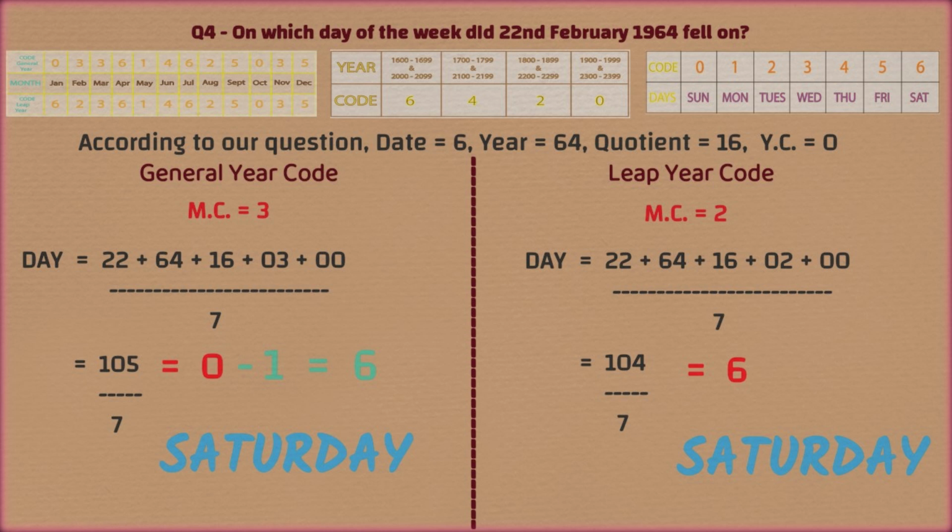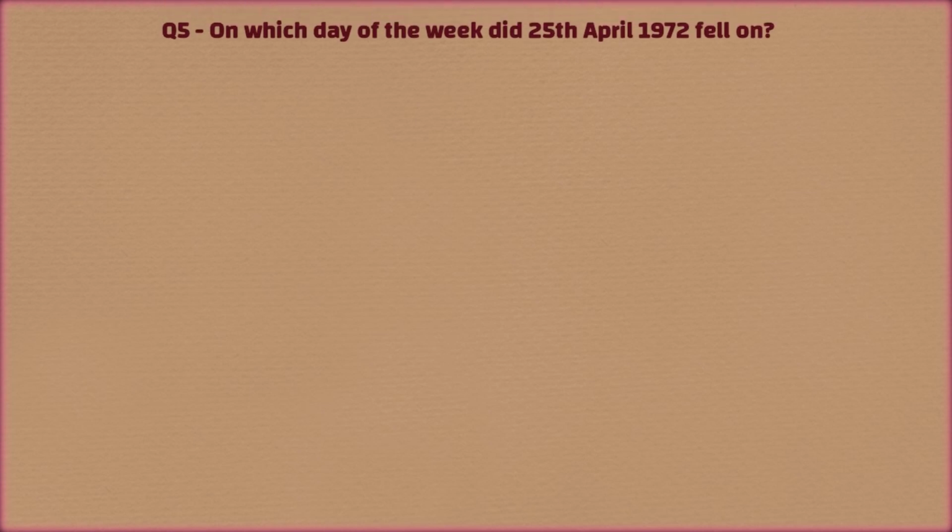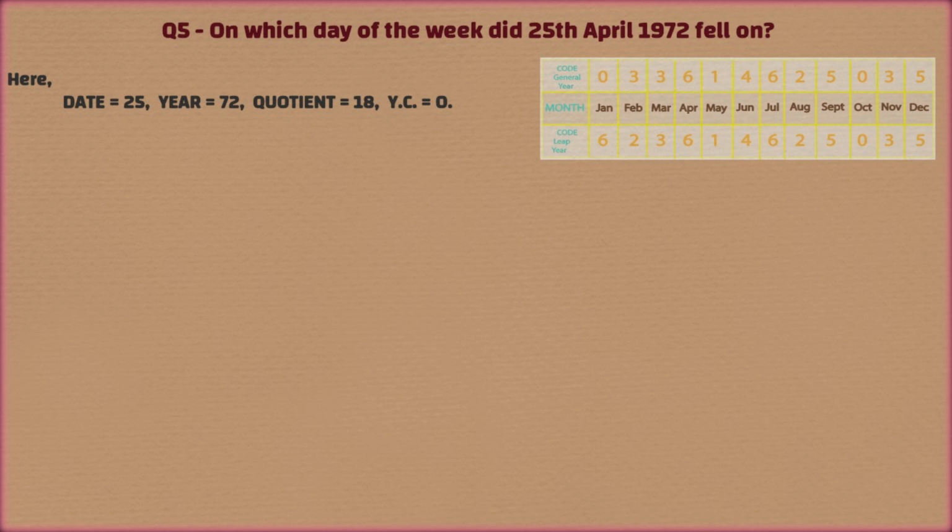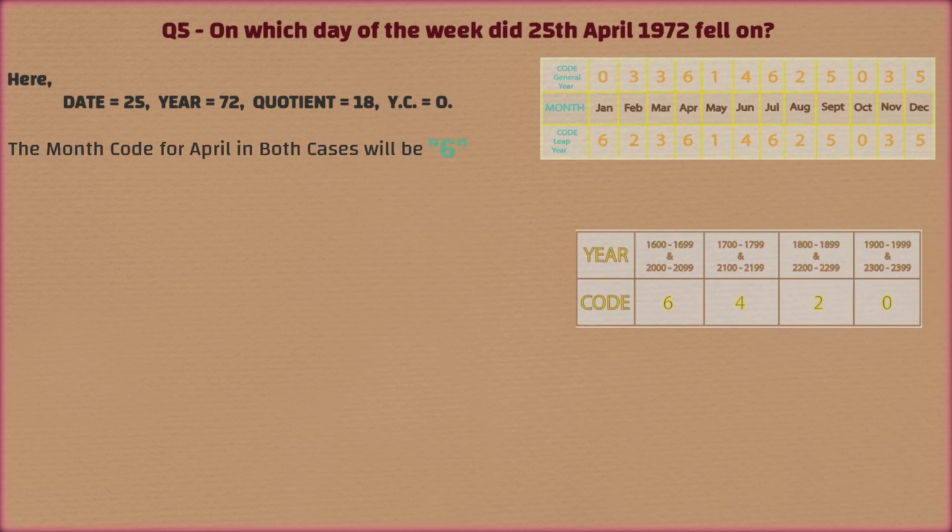And finally, after tackling these January and February month questions, if you want to see how the rest of the months' questions can be tackled, then let's take the final example of today's video. Let's try to calculate the day of the week on which 25th April 1972 fell. Here we have the date as 25, year 72, quotient will be 72 divided by 4, which we will get as 18. The month code for April is 6 and the year code will be 0 again.